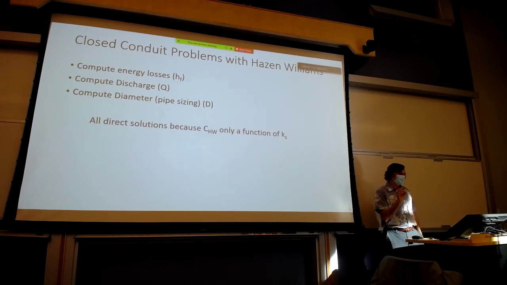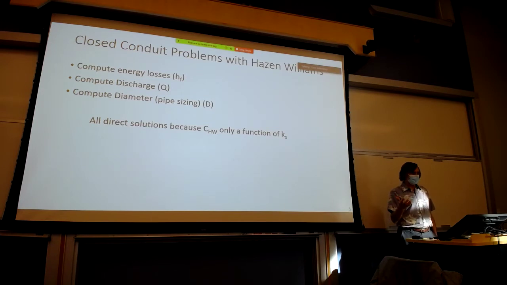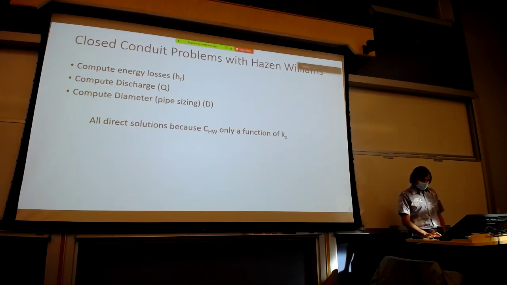What's interesting is that all of these solutions using Hazen-Williams use an equation that only uses absolute roughness, so all of these equations are direct solutions. You don't need to combine equations like we did with Darcy-Weisbach and, say, Swamee and Jain. You do not have a trial and error solution in any of these cases.